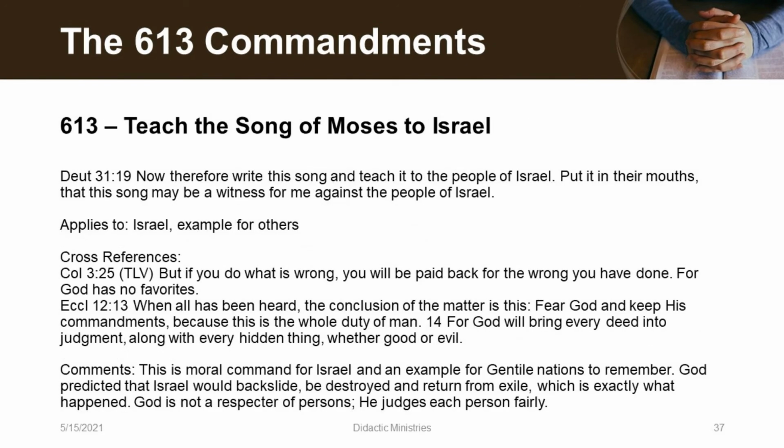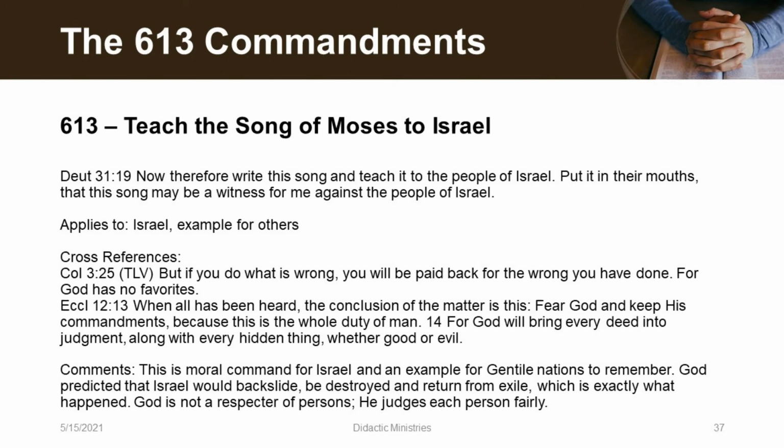Commandment 613, teach the song of Moses to Israel. Deuteronomy chapter 31, verse 19 says, "Now therefore, write this song and teach it to the people of Israel. Put it in their mouths, that this song may be a witness for me against the people of Israel." This is a moral command for Israel to follow and an example for Gentile nations to remember. God predicted that Israel would backslide, be destroyed, and return from exile to the land that he had given them, which is exactly what happened.